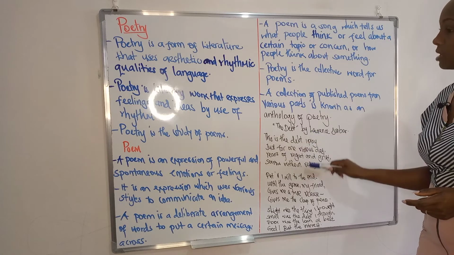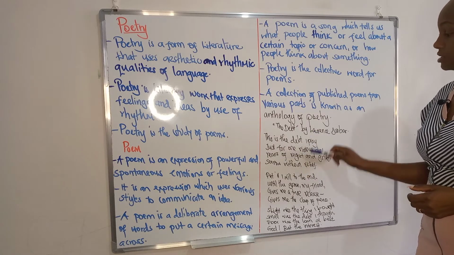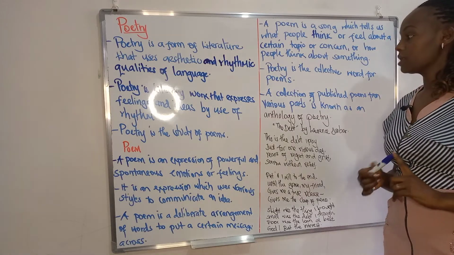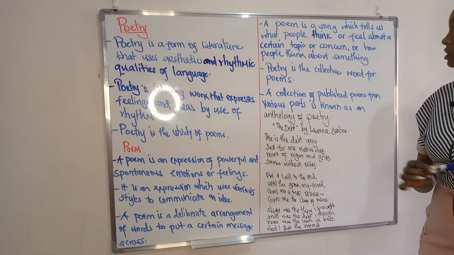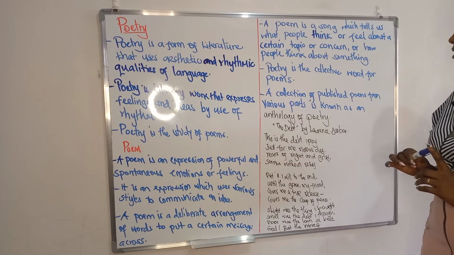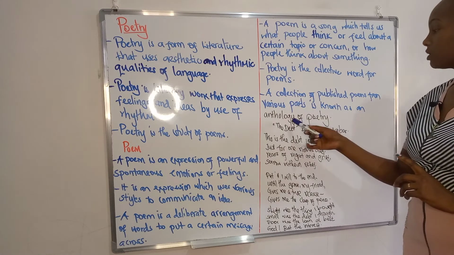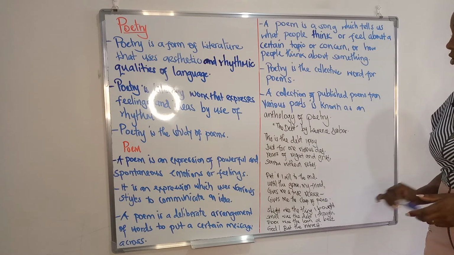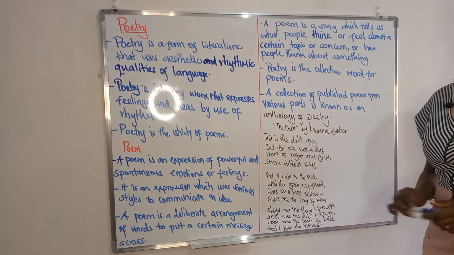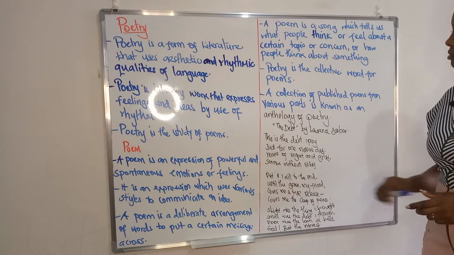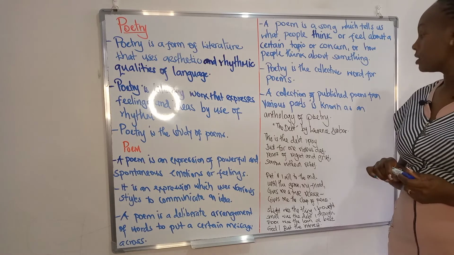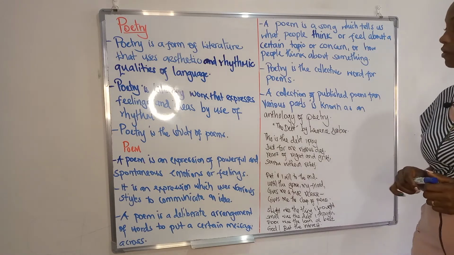Now, this is an example of a poem, and this is poetry. So we've said that poetry is the study of poems. We also mentioned that a collection of published poems from various parts is known as an anthology of poetry. Now, suppose this poem was in a particular book, then other poems were also there. So the many poems written together in a particular published text is called an anthology of poetry.